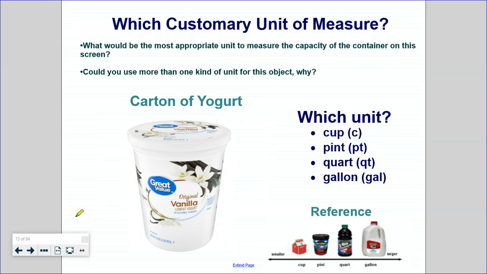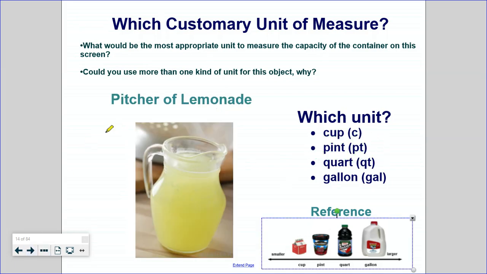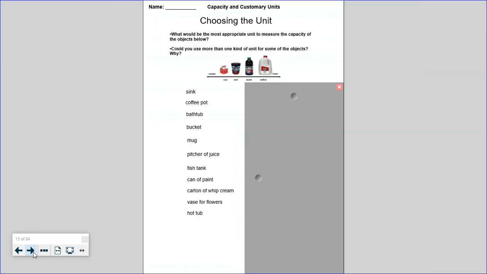What about a carton of yogurt? If we could see this label a little clearly, it might actually give us the answer. A carton of yogurt is probably going to be measured in pints, maybe a quart if it's a great big one. What about a pitcher of lemonade? Probably a pint or a quart. If it's a medium-sized thing, we'd use pints or quarts.